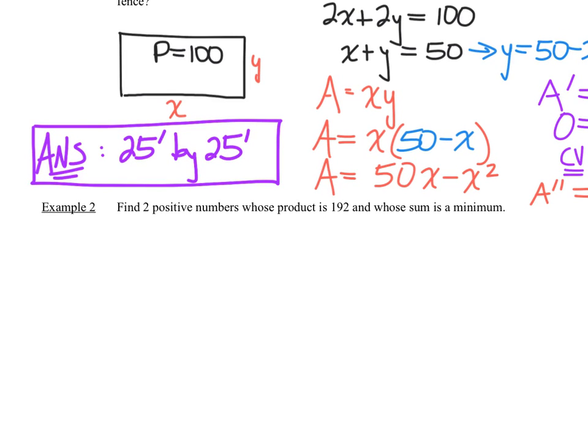So two positive numbers. You don't have to define your domain. It helps if you make a note of things to yourself, if that's the kind of thing that helps you. But if I get a negative answer, I'm going to dismiss it, obviously. Two positive numbers, no indication that they're going to be the same. So x times y is going to be equal to 192, and whose sum is going to be a minimum.